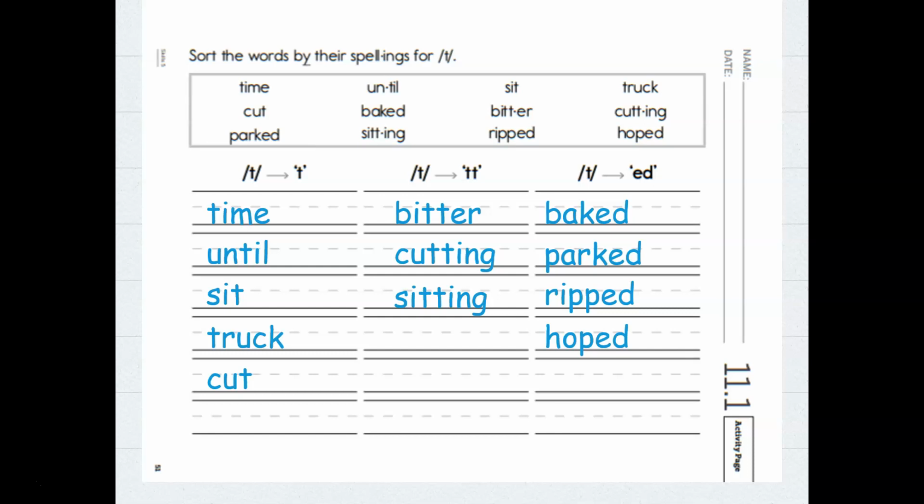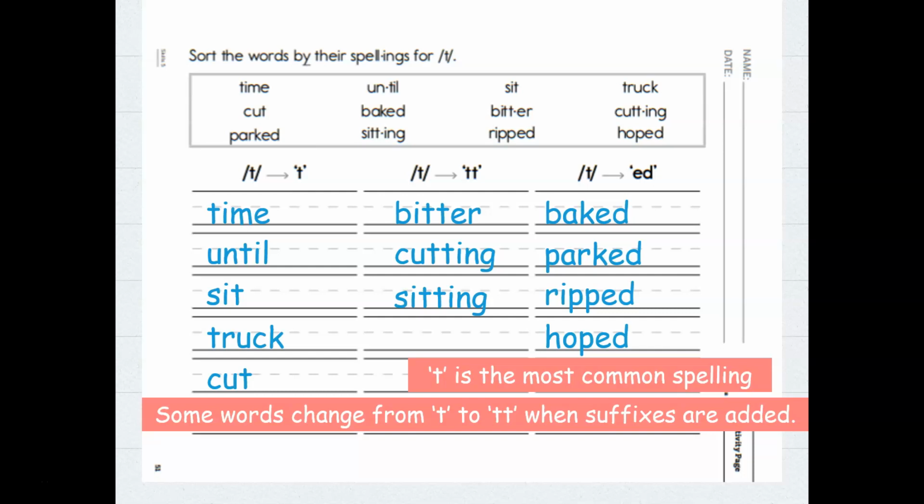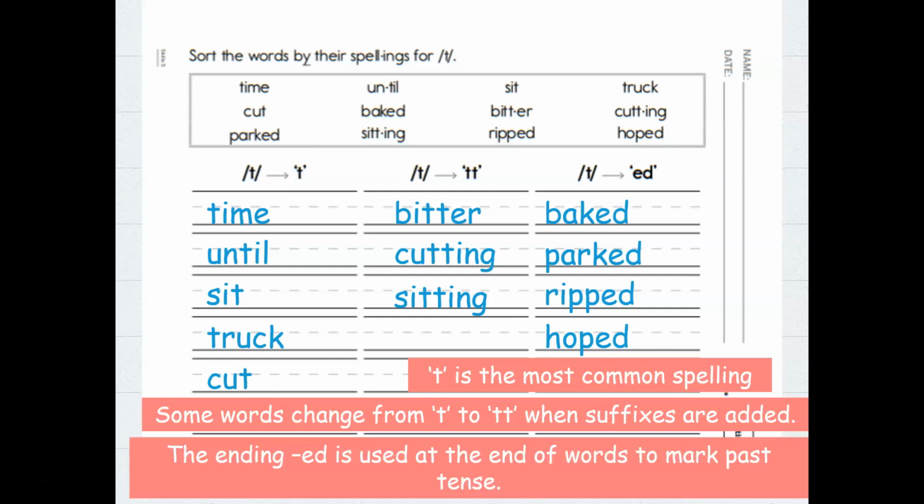Now, let's talk about some patterns we may have noticed when sorting these words. T is the most common spelling for the t sound. Some words changed from T to TT when suffixes are added. And the ending ED is used at the end of words to mark past tense.